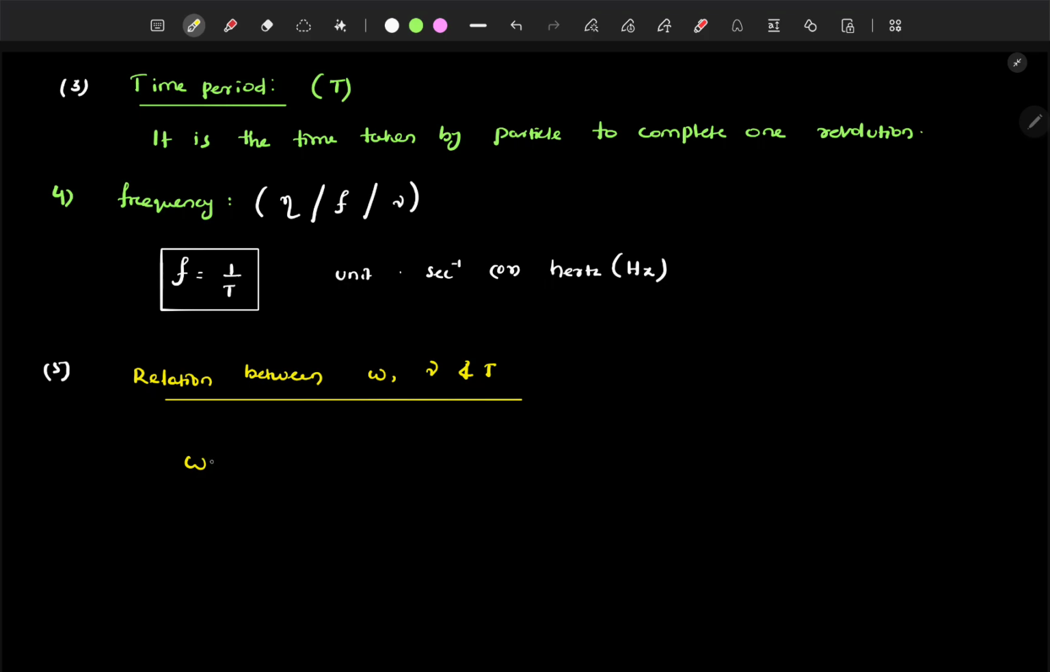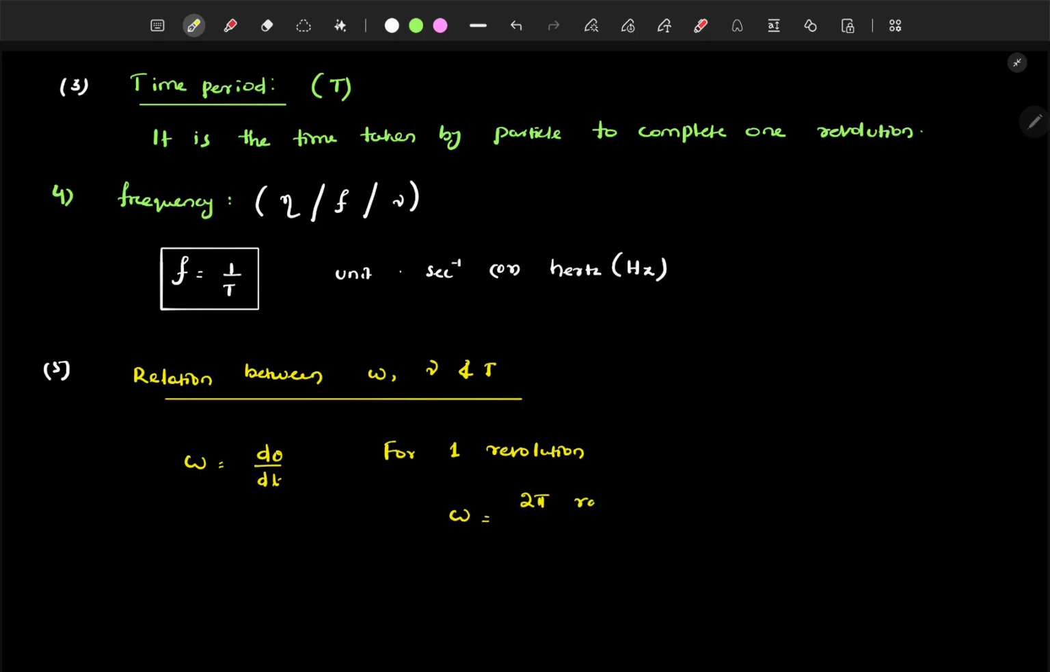Okay, so what is the value of omega? Omega is d theta by dt. Angular velocity is equal to angular displacement by time. For one revolution, we can say the d theta value will be 2 pi radian. So what will be the value of omega? After one revolution, the angular displacement is 2 pi radian.